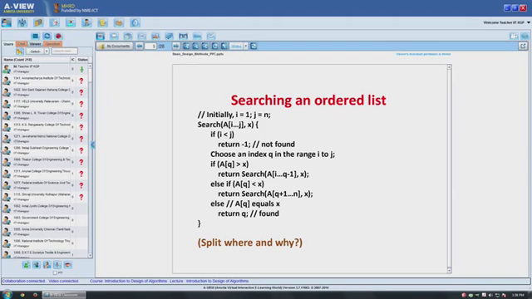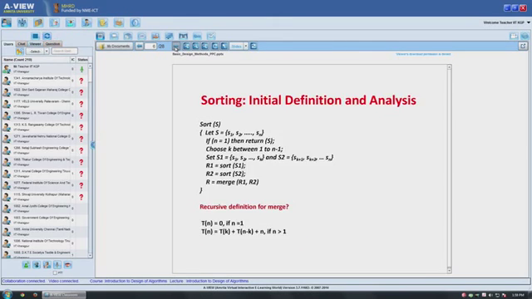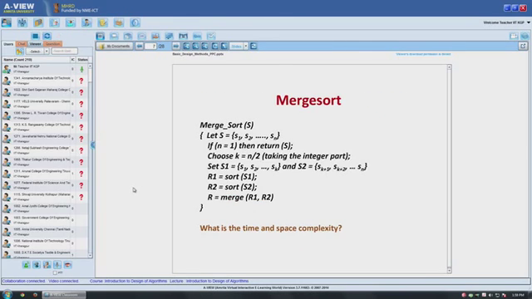On the other hand, when we come to the sorting problems, let us look at the merge sort problem. This is the merge sort problem, where we have to sort a list or set L, S. Now, if the size of the list is 1, then we return S.